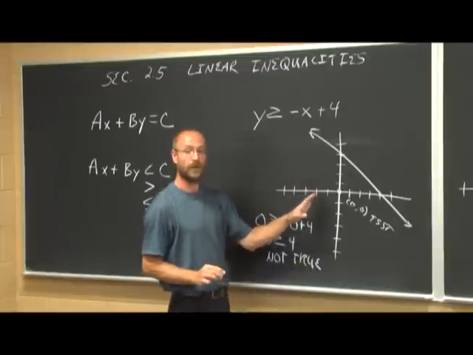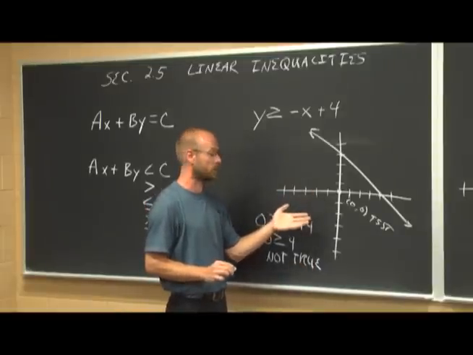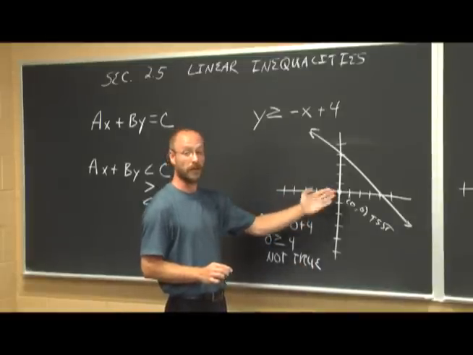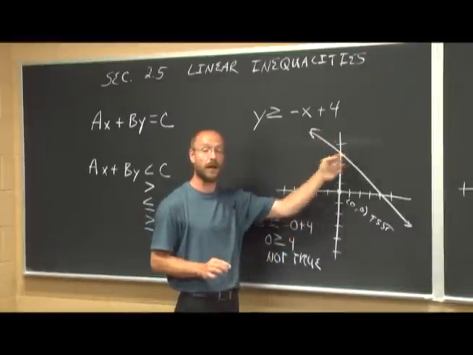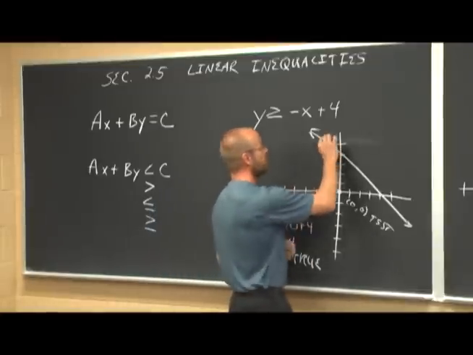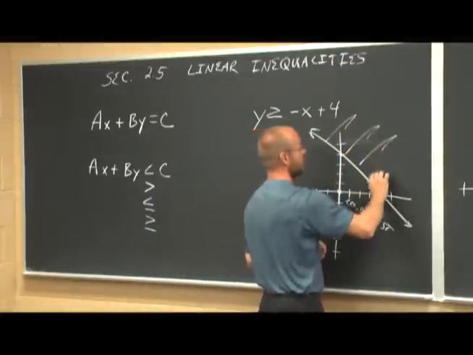Well, that tells me everything I need to know about this linear inequality. If this point, which lies on this side of the line, is not true, then every point on the other side of the line must be true. So I can just shade this side of my graph.